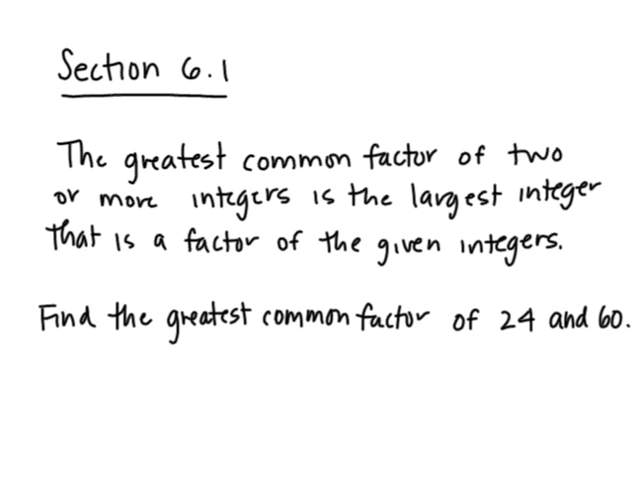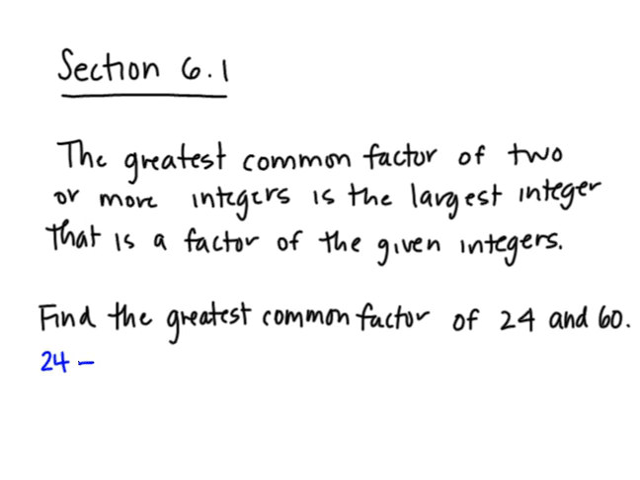We are in section 6.1, which will begin our study of factoring. We'll start with our first type of factoring, which is the greatest common factor. The greatest common factor of two or more integers is the largest integer that is a factor of the given numbers. So in our first example, I ask you to find the greatest common factor of 24 and 60.